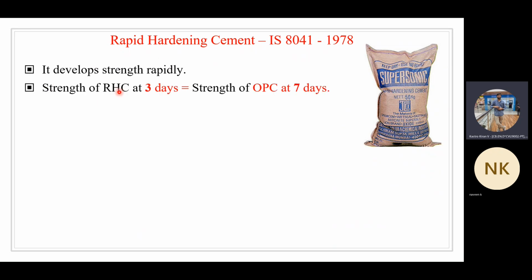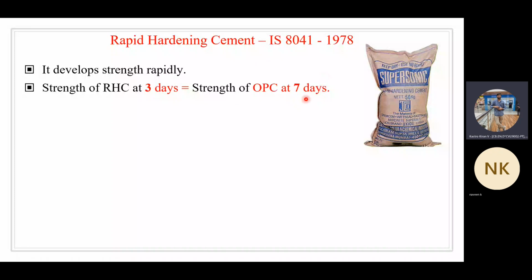You can see the strength of rapid hardening cement at 3 days is equal to the strength of ordinary Portland cement at 7 days. What does that equation indicate? Whatever strength you are going to get at the end of 7 days when you use OPC, the same strength you will get at the end of 3 days when you use RHC. So the strength is the same, but you can see the difference of age. This RHC is able to get the strength within 3 days only, but ordinary Portland cement is taking 7 days.